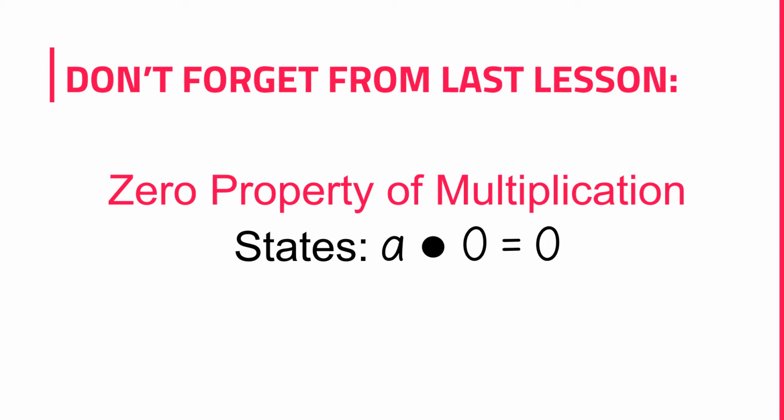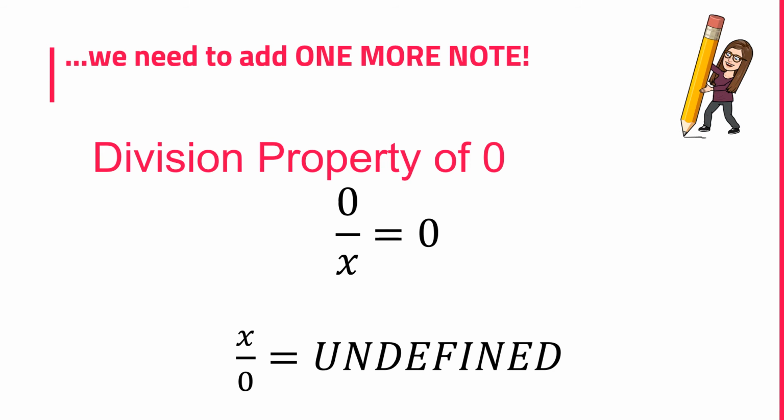A couple of reminders, don't forget that if we have anything times 0, it's 0. And I just want to refresh your memory because it doesn't matter if this is positive or negative or a fraction or a rational, it's still 0. Okay, so don't forget. One other thing that we may have briefly talked about in class is the rule of dividing by 0. 0 divided by any number is always 0.